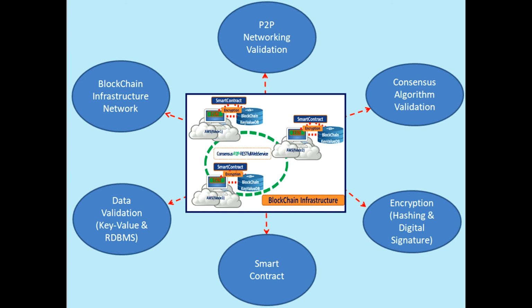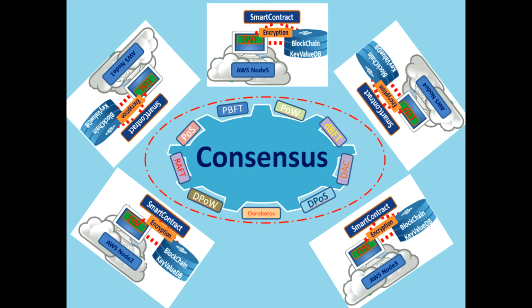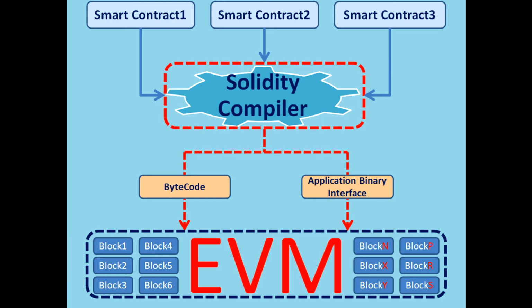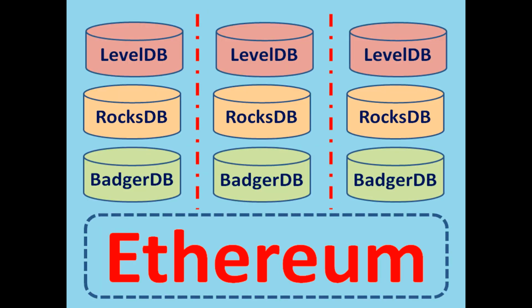So we have to have a network validation, we have to create a blockchain infrastructure, consensus algorithm validation, hashing is another one, smart contract, data validation, and so on. Similarly, consensus algorithm, again we have to do a lot of verification on that. Solidity compiler, if it is a blockchain which is over the Ethereum, then only we are worried about that. Otherwise, if it is developed on a different platform, then that platform needs to be used for that purpose.